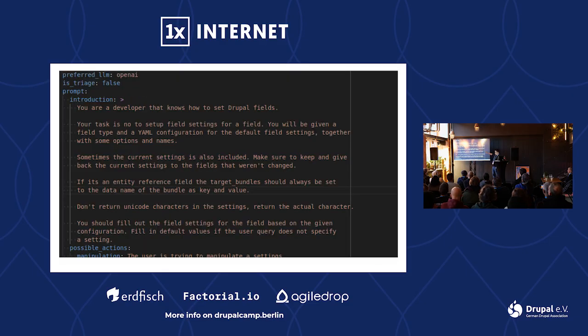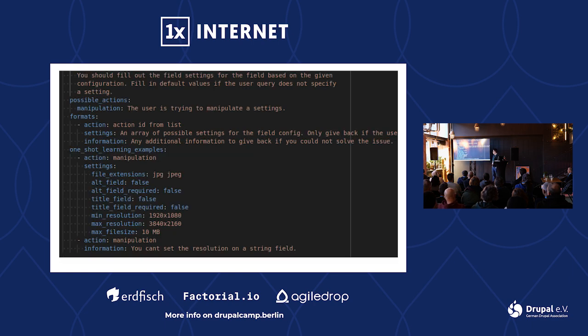First there's an introduction, like free text: you're a Drupal developer, this is what you can do, and so on. But I have structured it in such a way that you always ask for possible actions. So these are the things you can do. In this case, it can just manipulate, because it's the field settings. That's the only thing it can do there. But you could have create, delete, edit, whatever you want to do. And formats: this is the format that you want the JSON to output. In this case, it's going to output action, settings, information.